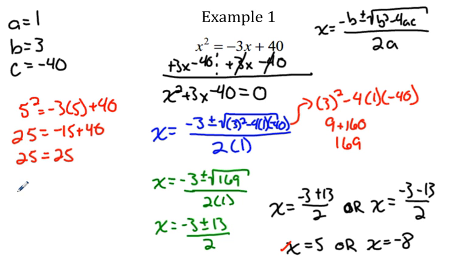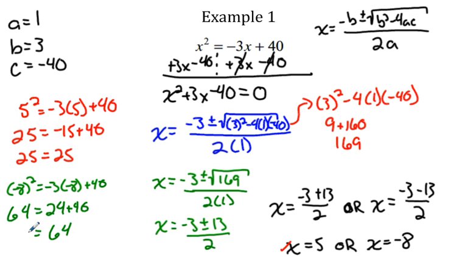Let's try negative 8 now. So we've got negative 8 squared equals negative 3 times negative 8 plus 40. Negative 8 squared is 64. Negative 3 times negative 8 is positive 24. 24 plus 40 is 64. So that one works. So in this case, both of our answers that we got work. They're both solutions.